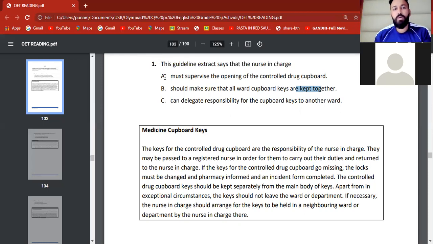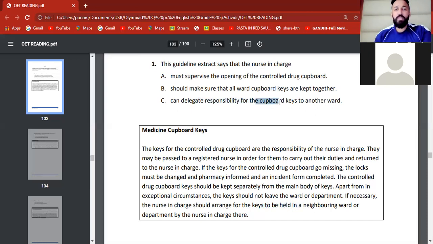Now there are 2 contenders, A or C. Now let's see which one it is. A is about supervising and C is about delegating responsibility. Apart from in exceptional circumstances, the key should not leave the ward or department. If necessary, the nurse in charge should arrange for the keys to be held in a neighboring ward or department by the nurse in charge there. So neighboring ward is a synonym of another ward. Another ward, neighboring ward or department by the nurse in charge there.